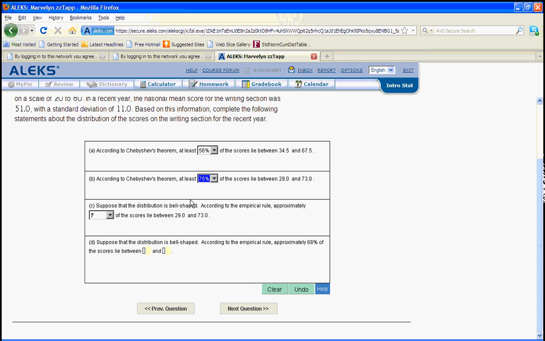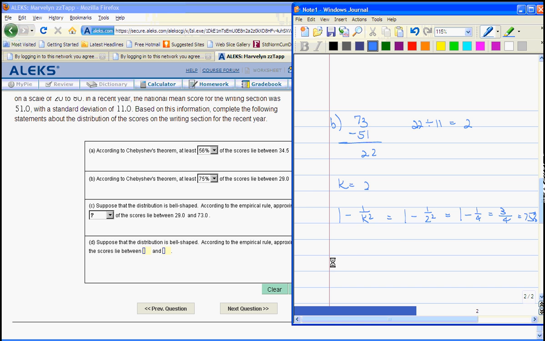For part C, suppose the distribution is bell-shaped. According to the empirical rule, approximately blank of the scores lie between 29 and 73. Same thing, we need to find how far away we are in terms of standard deviation, and then we can consult our general percentages for bell-shaped data. So this is part C. So 73 minus 51, well, we already did that. We know that that's 2 standard deviations.